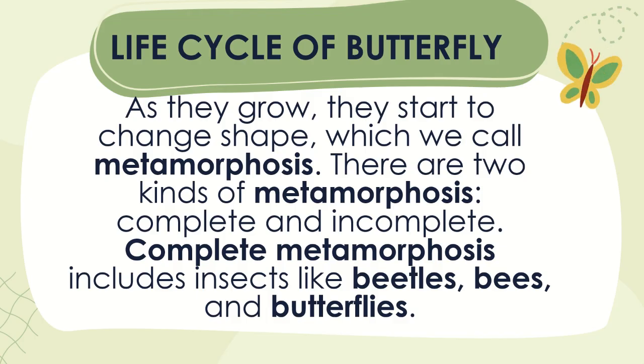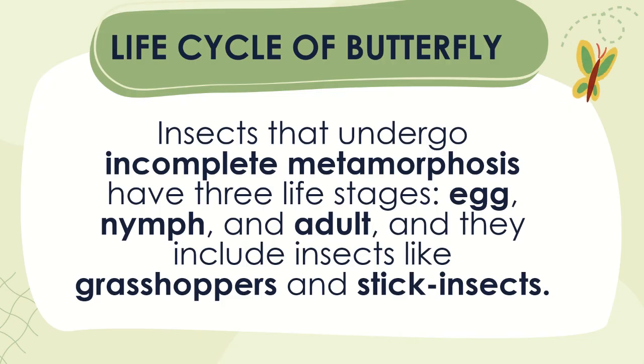There are 2 kinds of metamorphosis: complete and incomplete. Complete metamorphosis includes insects like beetles, bees, and butterflies. Insects that undergo incomplete metamorphosis have 3 life stages: egg, nymph, and adult. And they include insects like grasshoppers and stick insects.